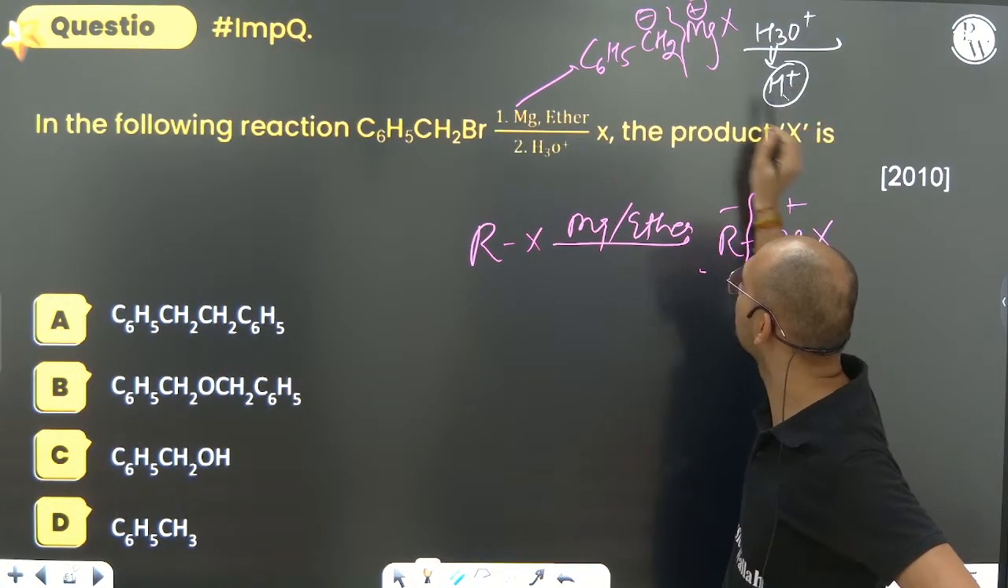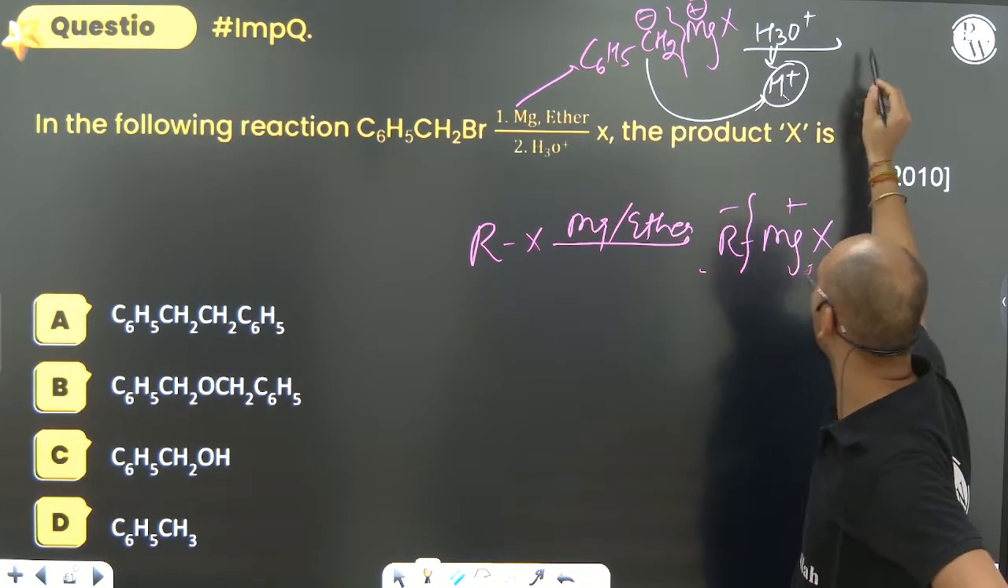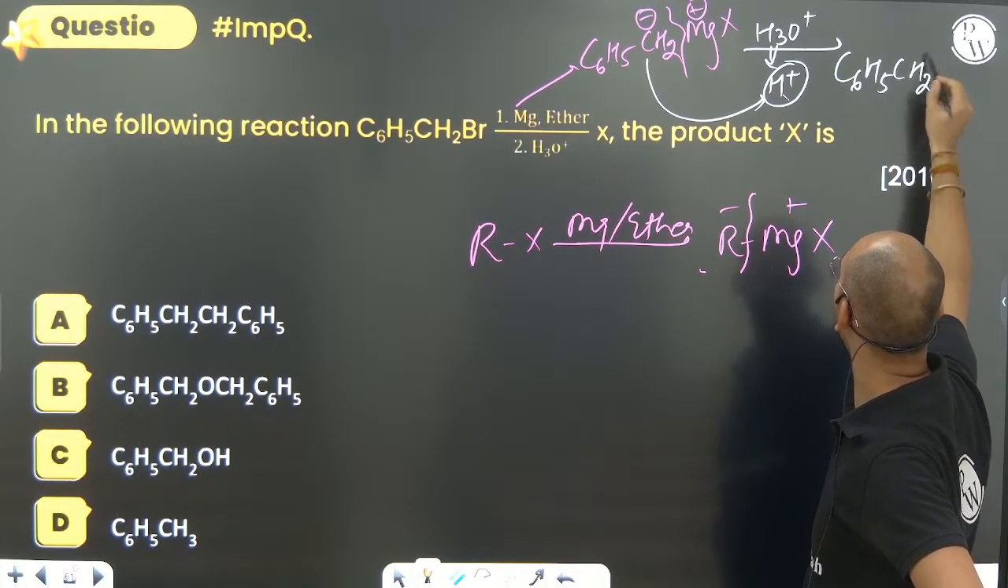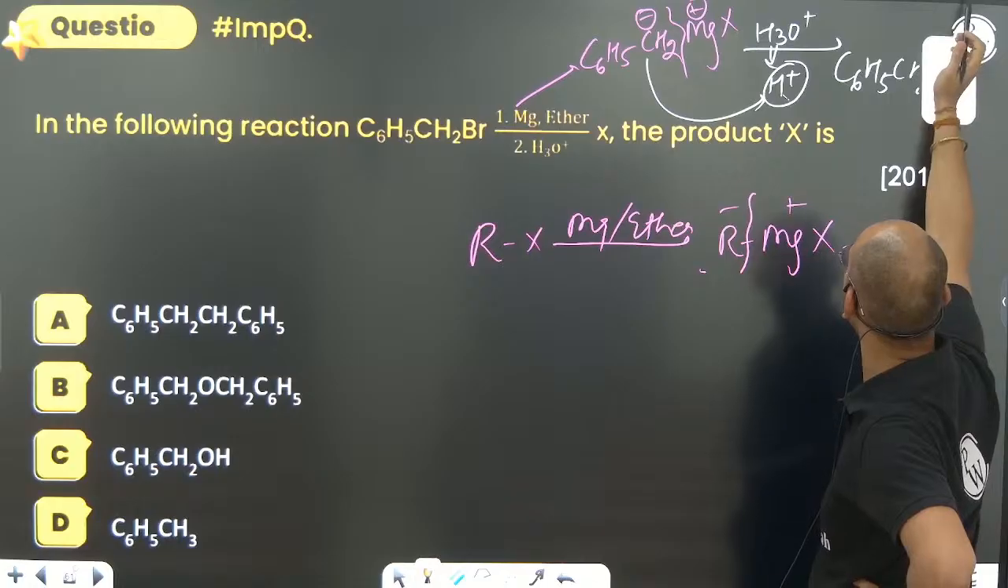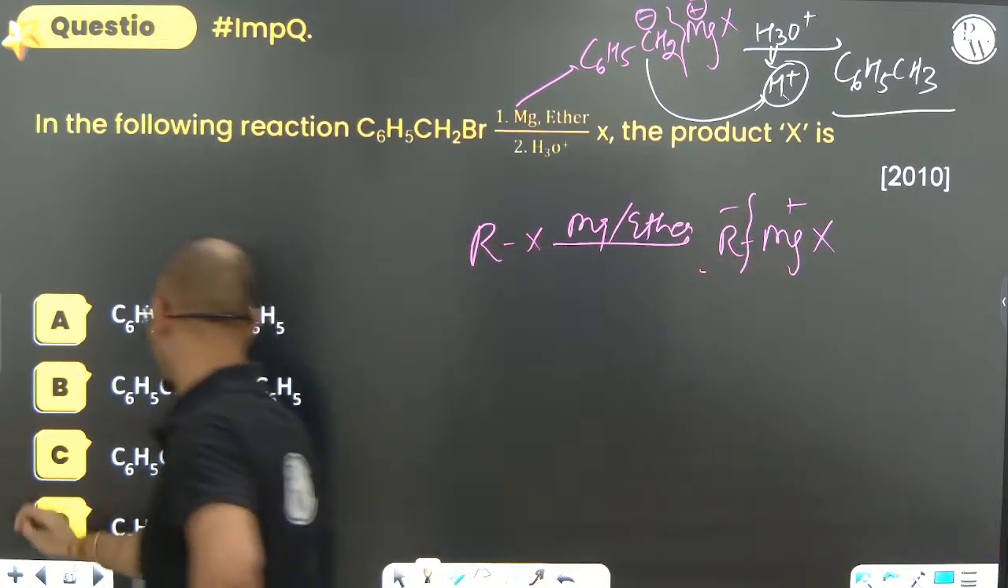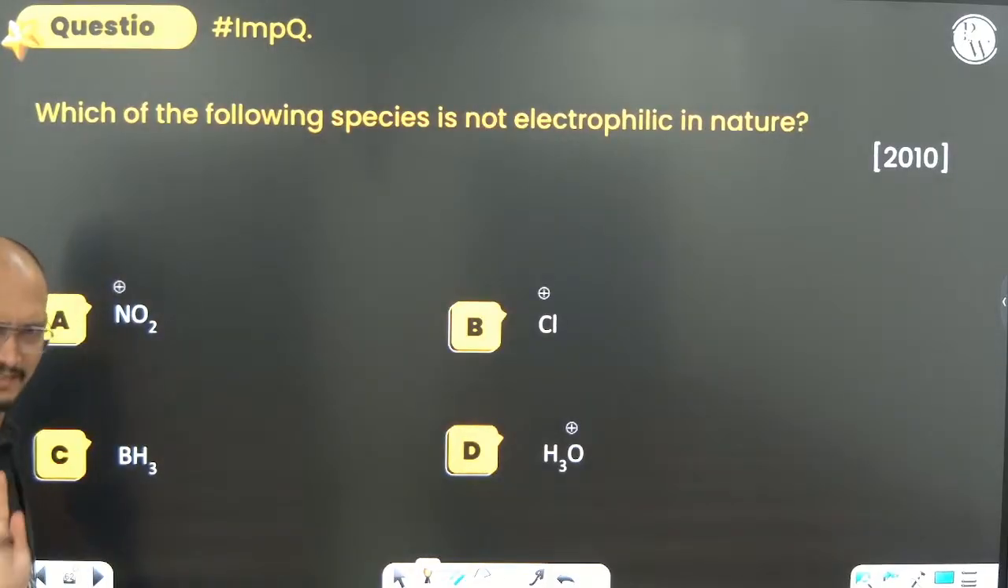अगर H plus देता है तो क्या करते हैं? इसका इस पे अटैक करा दो, C6H5 CH2 माइनस H plus. अरे CH2 minus H plus का मतलब CH3. तो C6H5 CH3. So what is that? It is toluene. Next, easy है भाई, tough नहीं है.